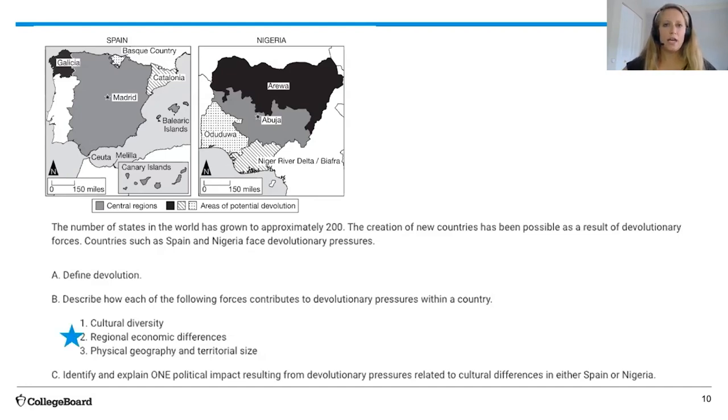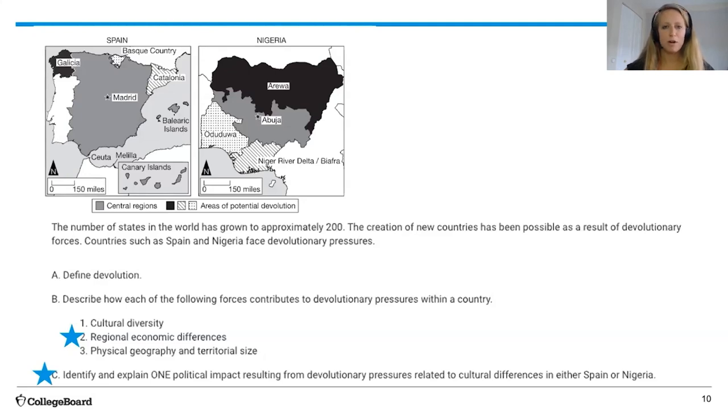So the one that we did not look at was part 2 of part B because we had not learned this yet, but now we can definitely answer this. So we have to describe how regional economic differences could contribute as a devolutionary pressure in a country. And you could think of Catalonia, Spain, that I just explained, that if there's certain areas that feel they're producing more for the economy and not receiving some kind of compensation for that, that could cause a country to split apart or an area of the country to want more autonomy.